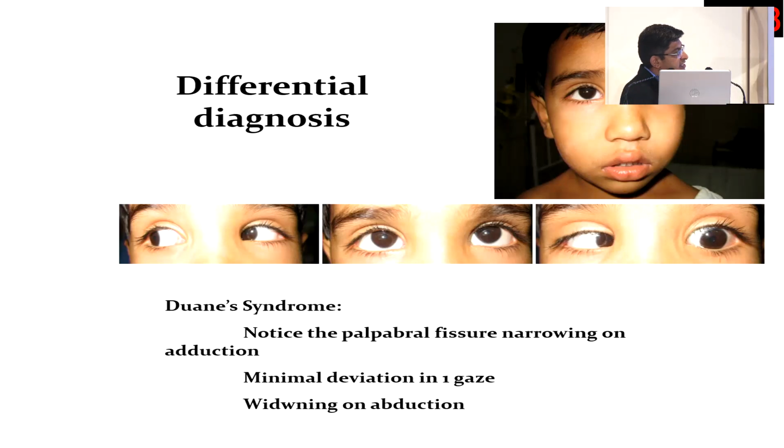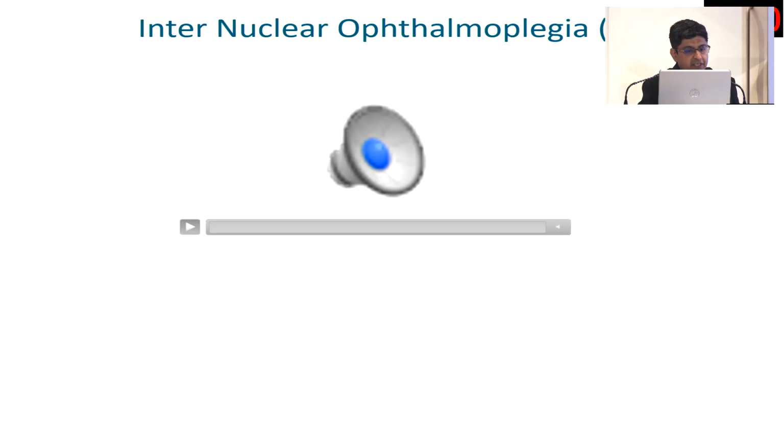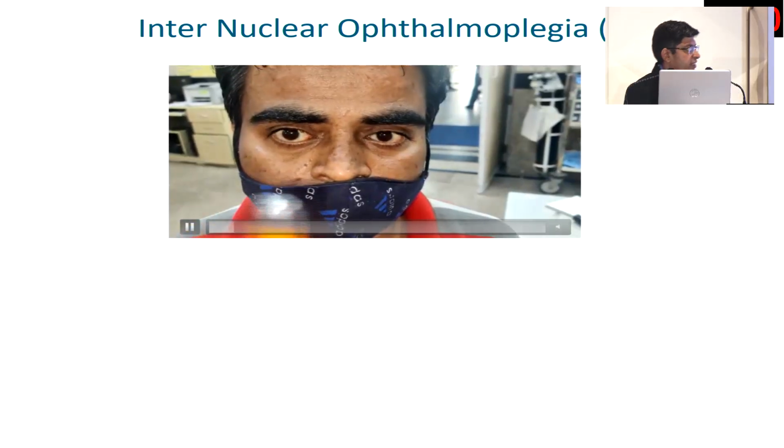The other differential is Duane. So in a young child, look for palpebral fissure narrowing, look for the abduction, look for the difference, as I talked about in the beginning, in the deviation in primary gaze and the abduction deficit. So these are signs and suggestions that this is not a sixth nerve palsy. Many of these children start getting so extensively investigated that it's unfortunate.